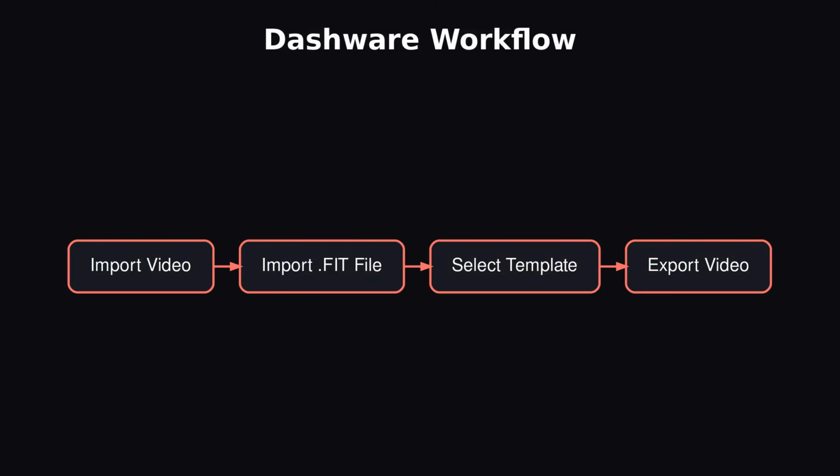Let's look at the standard workflow using Dashware. You'll import your video file, then import the .fit file from your Garmin or Wahoo. The software reads the GPS and power data, letting you drag and drop pre-built gauge templates right onto your footage.